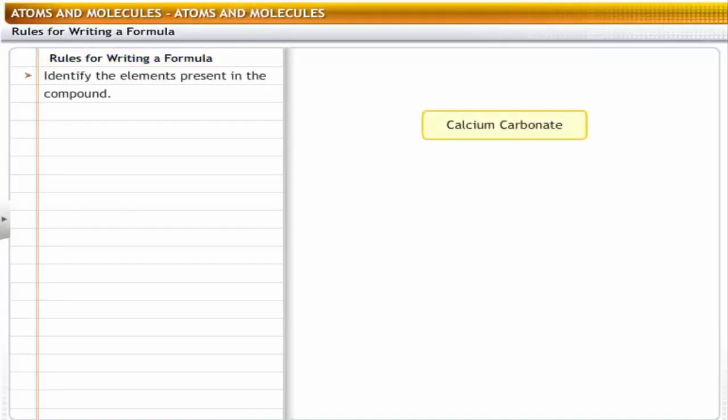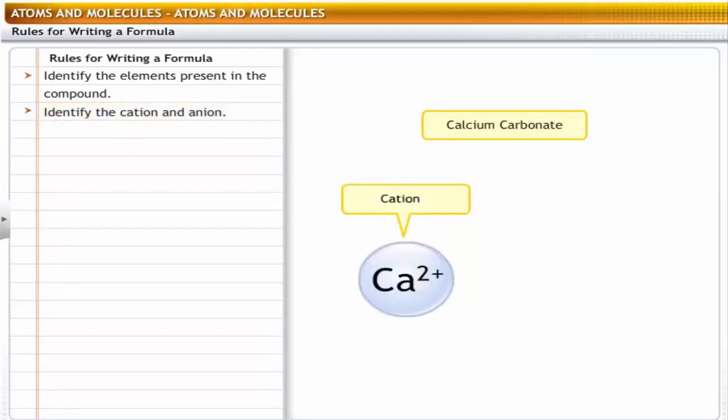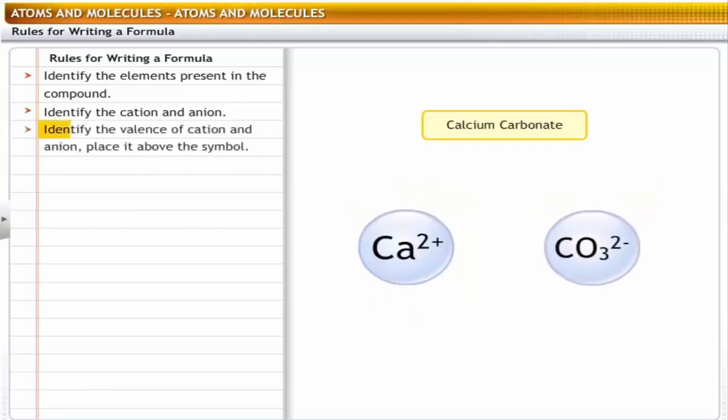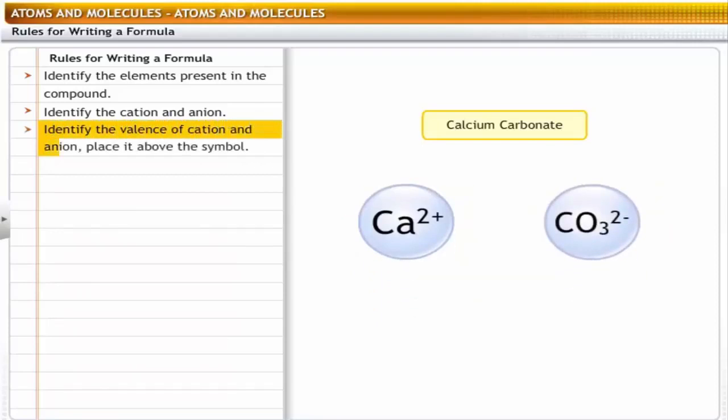Let us write the formula of calcium carbonate. First and foremost, identify the elements present in calcium carbonate. They are calcium, carbon, and oxygen. Identify the cation and the anion. In calcium carbonate, calcium is the cation and carbonate is the anion. Next, identify the valency of the cation and the anion and place it just above the symbol. For example, the valency of calcium is 2 and the valency of carbonate is also 2.